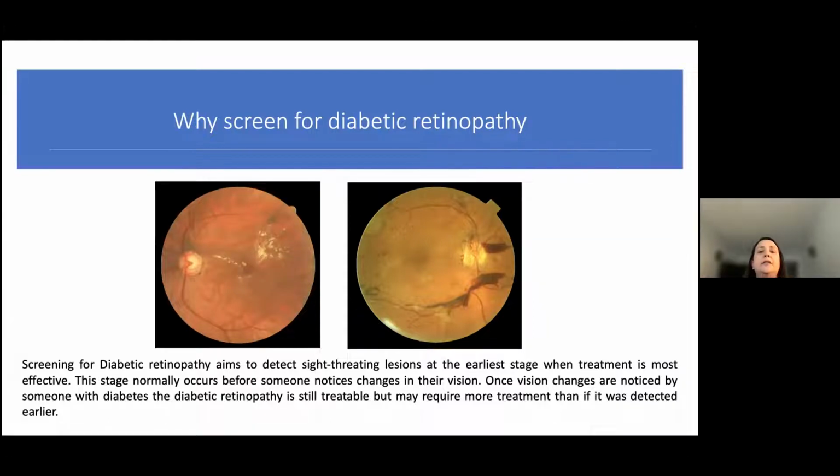So why do we screen? It's because with retinopathy, you wouldn't notice any changes to your vision until quite a late stage. So it's probably when these bleeds start happening, or when the fluid has already leaked in maculopathy, that you would actually notice any change to your eyesight. And treatment works better if it's done earlier than that, so we get a better visual outcome from the treatment. So we screen so that we can detect it at the earliest stage when the treatment is most effective.